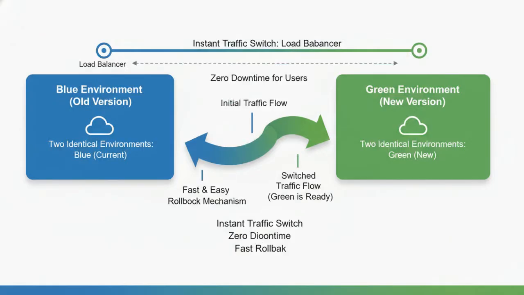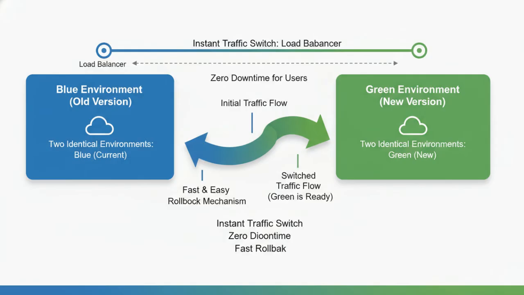Blue-green deployment is a highly effective strategy for achieving zero-downtime deployments and simplifying rollbacks. The core idea is to maintain two identical production environments. Blue represents the current live version of your application, and green is where you deploy the new version.